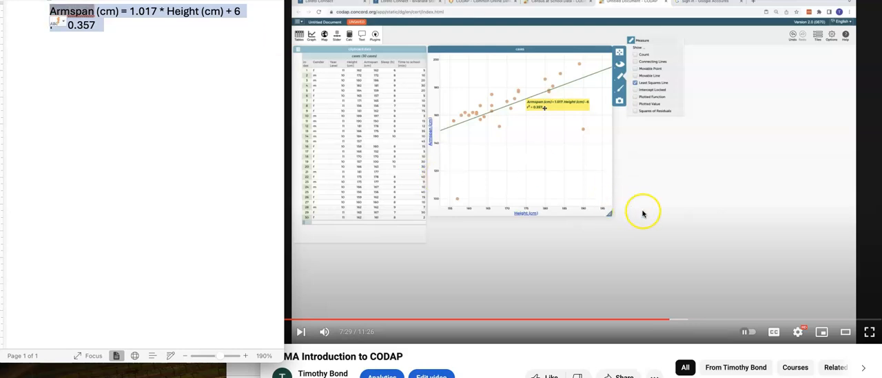Sometimes you do need to expand the screen, so this graph here horizontally, for it all to fit, particularly if you've got longer words here. So what we're seeing is the arm span in centimeters is 1.017 times the height in centimeters plus 6, and r squared is equal to 0.357. We're going to use this equation and this value to make some conclusions and to do some maths.